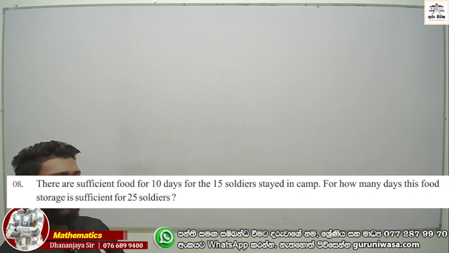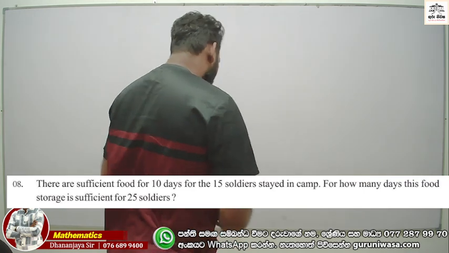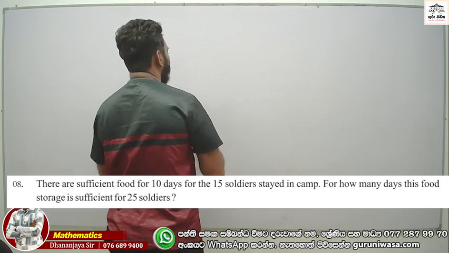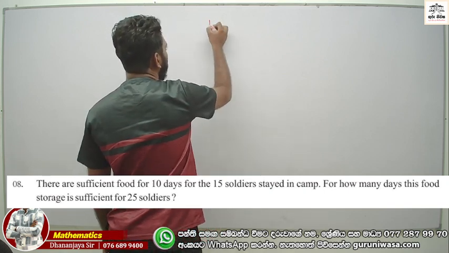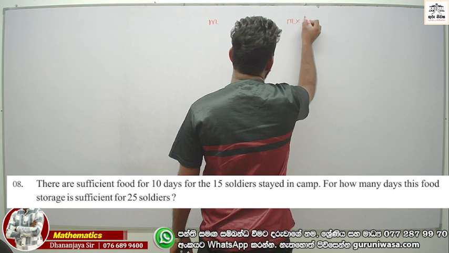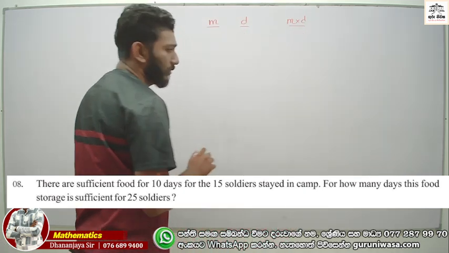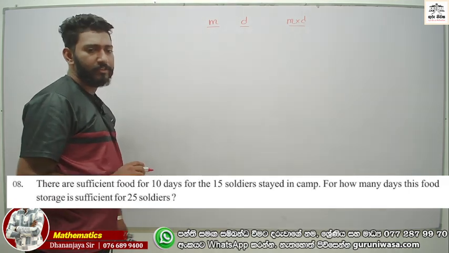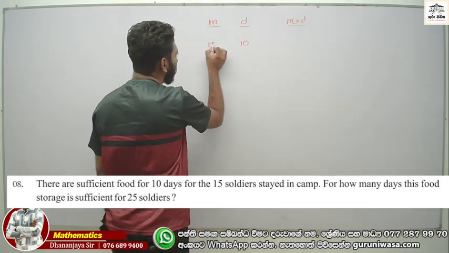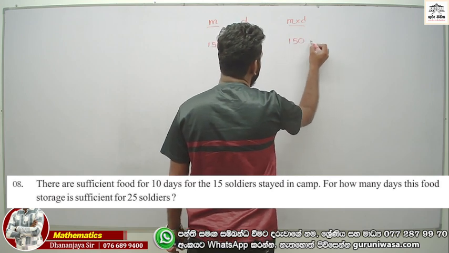There is sufficient food for 10 days for 15 soldiers in a camp. And we know the scenario. It's like man-days, M into D. And this is the scenario, right? There is sufficient food for 10 days, 15 soldiers. 15 into 10 becomes 150 man-days, right?